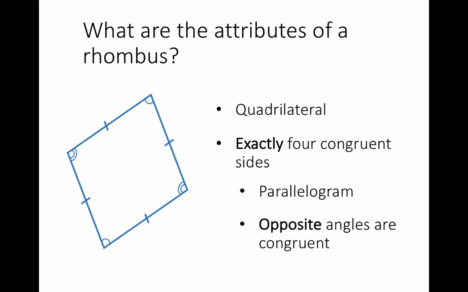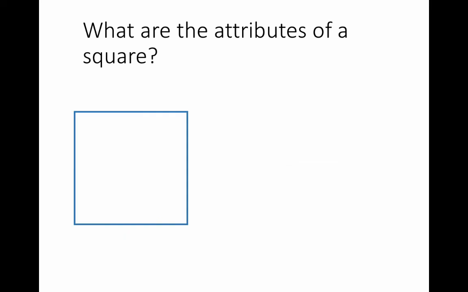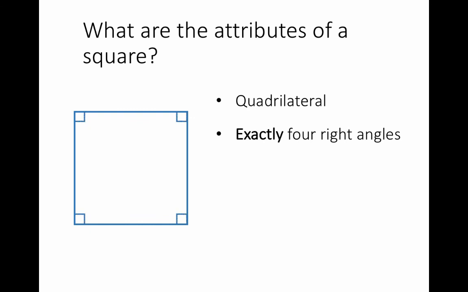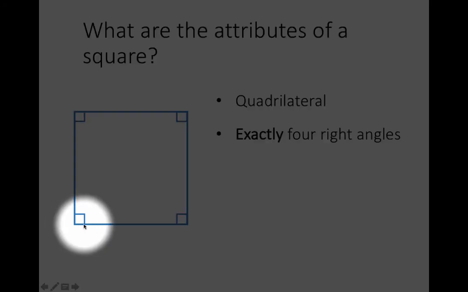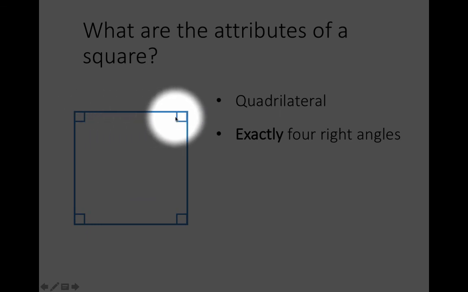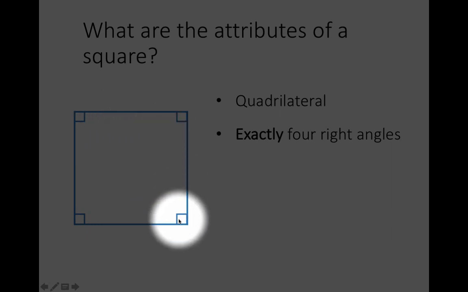Finally, let's investigate the attributes of a square. A square is the last quadrilateral that we'll investigate in this video. There are two essential elements in the definition of a square. The first essential element is that a square is a rectangle. That is, a square has exactly 4 right angles. We know that this polygon is a rectangle because each of the 4 angles is marked as right.